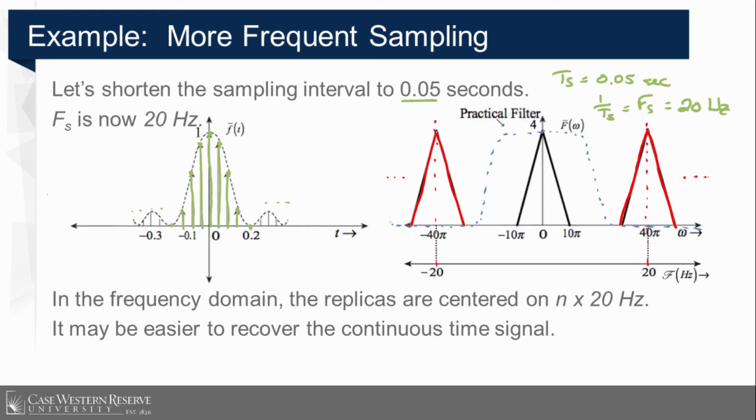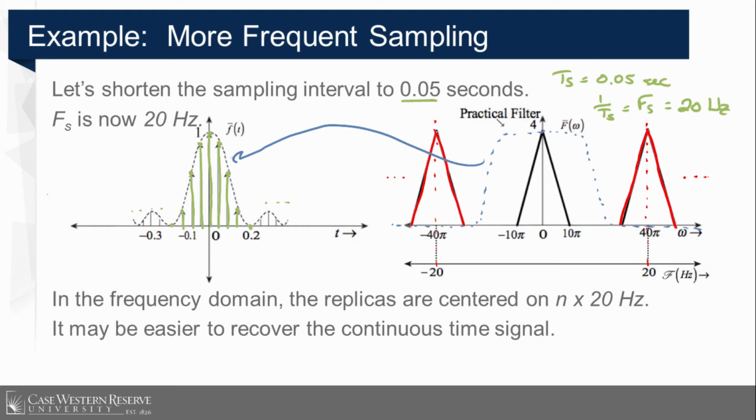And that would still be adequate to enable us to recover our continuous time signal, which you can see over here. All right, so we saw a couple of lectures ago that building a perfect filter is impossible. It's actually easier to build this practical filter, which has some transition band, a slightly longer roll-off than an ideal filter. And so by separating these replicas in the frequency domain using a shorter sampling interval, we have a better chance of actually being able to recover the continuous time signal.